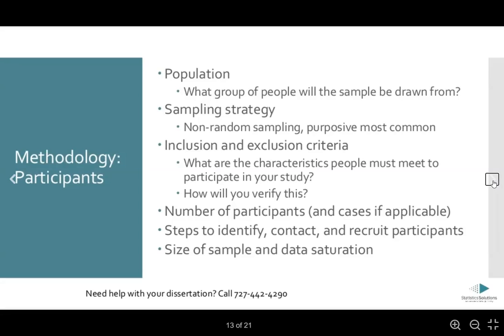So you'll want to clearly outline the steps to identify, contact, and recruit participants. Let's say for identifying participants, and again with my example of pregnant women, maybe you put a flyer at your local hospital with your contact information on it, saying these are the inclusion criteria, please contact me if you're interested.